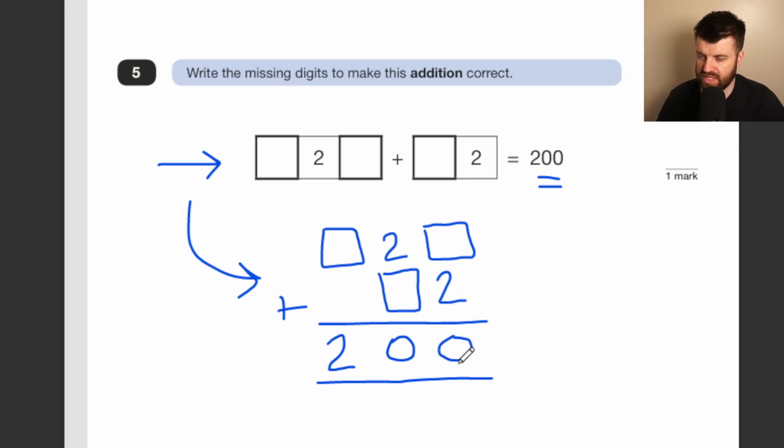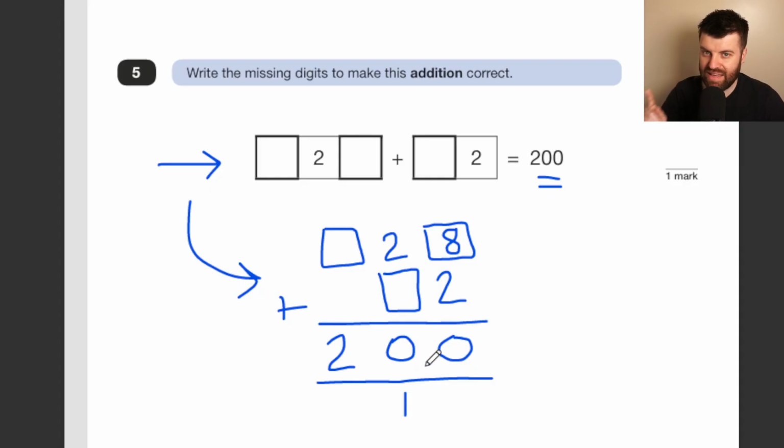Something plus 2 equals 0. You should straight away be thinking, that makes no sense. No, because we're not trying to make 0. We're trying to make a number that ends in 0. So we're trying to make 10. So put in that exchange because this is going to be helpful later. Can you think of a number we can add to 2 to make 10? I can. It's going to be 8. 8 plus 2 is 10.